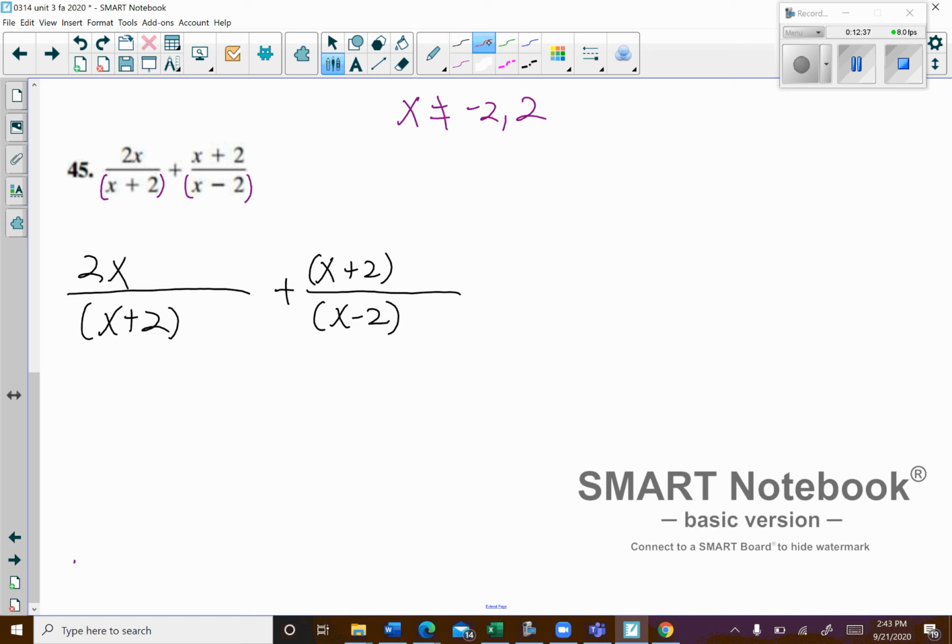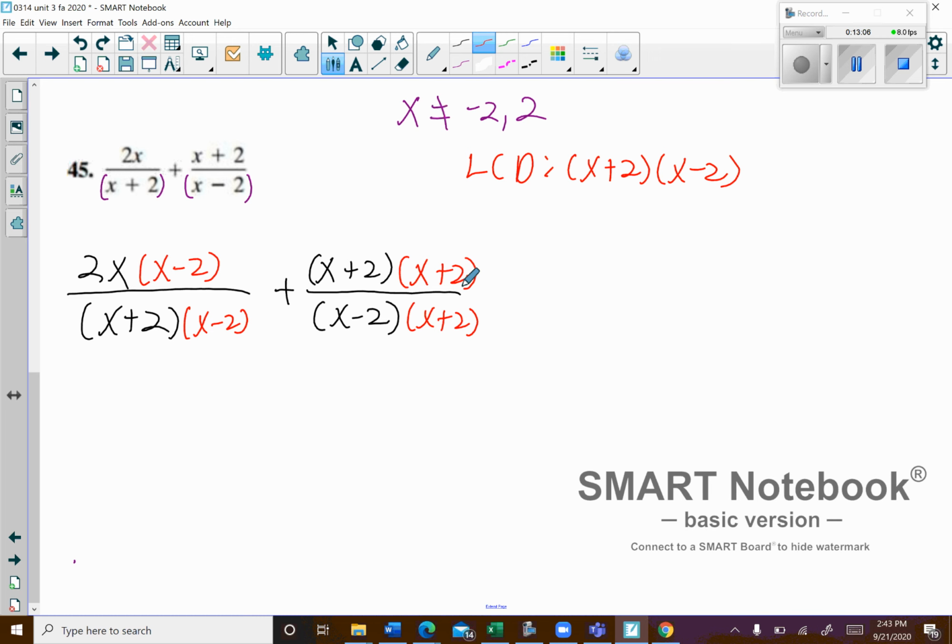And so once again, LCD. The denominators are different, so I'm just going to list them. Nothing too crazy about this. And it doesn't matter, I could have put the minus first and then the plus. Doesn't make a difference, okay? So on the first one, I'm missing the x minus 2, so I'm going to introduce that x minus 2. On the second one, I'm missing the x plus 2, so I'm going to introduce that. Now, the denominators, don't multiply them together.